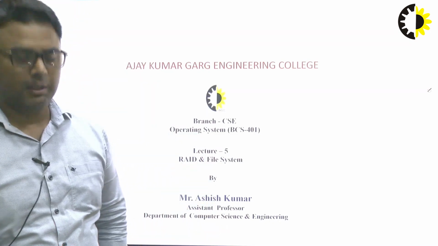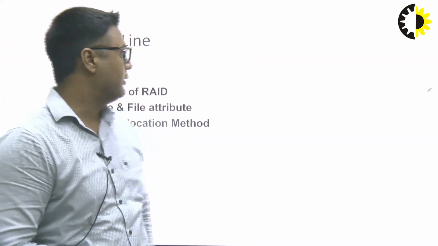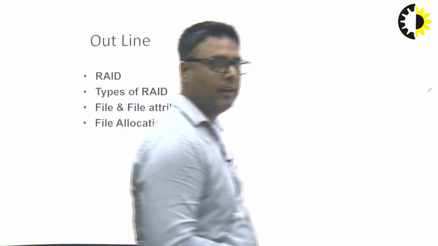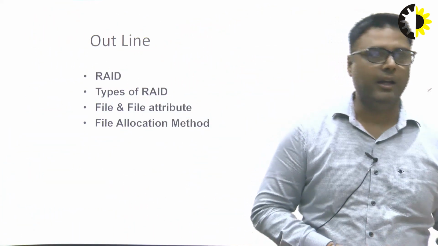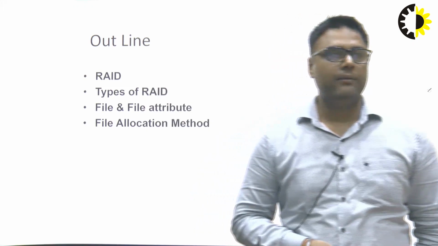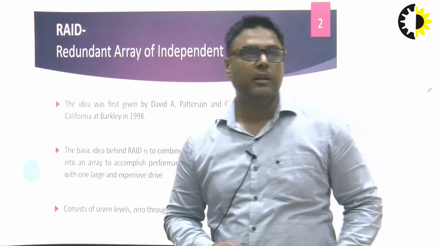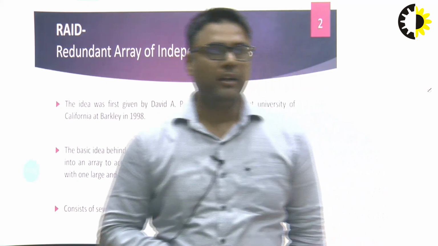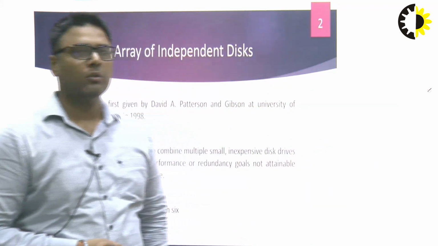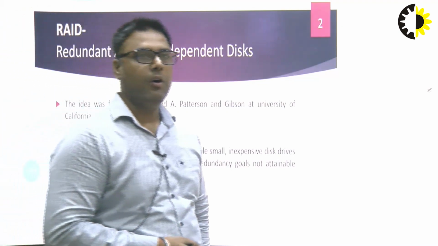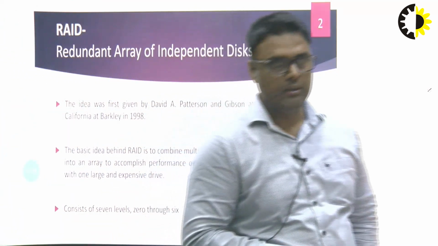In that topic, I have to discuss RAID, types of RAID, files and file attributes, and file allocation methods. First I have to discuss RAID. Basically, RAID is a redundant array of independent disks. It is also called a redundant array of inexpensive disks.